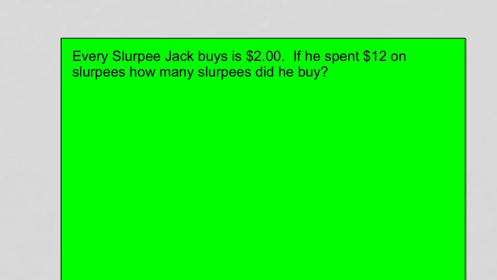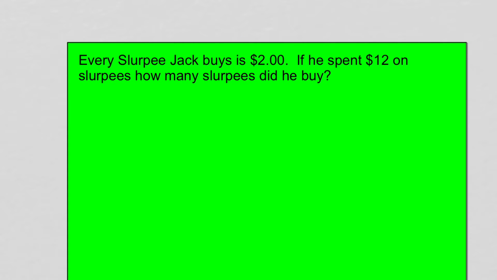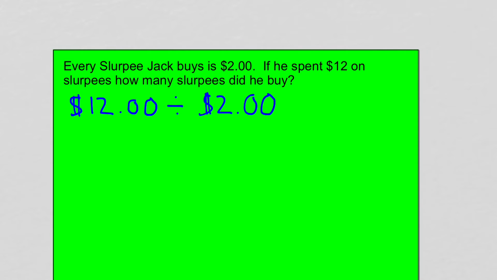Well, many kids went and did this, which was great. They said, okay, so he has $12 to spend on Slurpees. Every Slurpee is $2, so they took $2 and they saw how many $2 would fit inside of $12. And that would tell you how many Slurpees you have, and you have 6 Slurpees. So many kids did that, which was great.